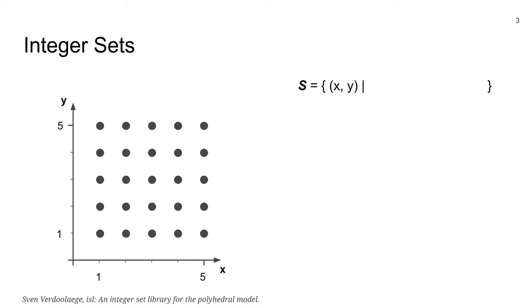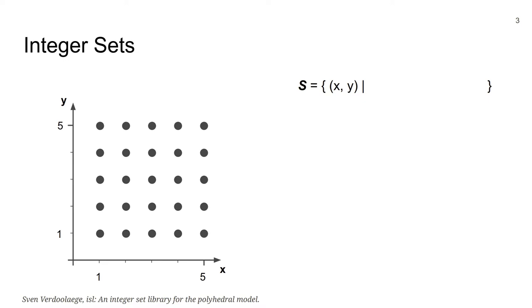An integer set lives in a multidimensional vector space. In our example, in a two-dimensional space. An integer set can be unconstrained and consequently contains all integer points in this vector space. However, typically, we use integer sets to model constraint spaces, where the precise boundaries are specified through a set of affine constraints.